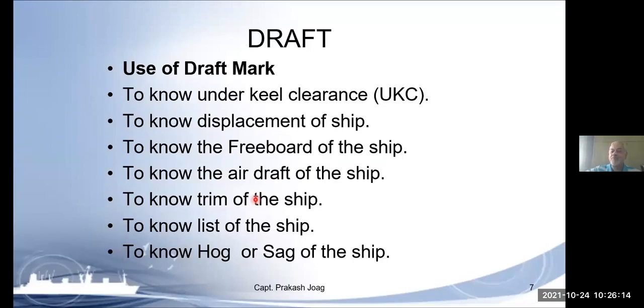Sometimes the after part of the ship has gone down more and the forward part is up. Like a speedboat going over water, you can always see the forward part out of the water and the stern part submerged more. Then we say the ship is trim by stern. So you will come to know trim. Then you will come to know list. List means port or starboard, whether the ship is already inclined. That also you will come to know.